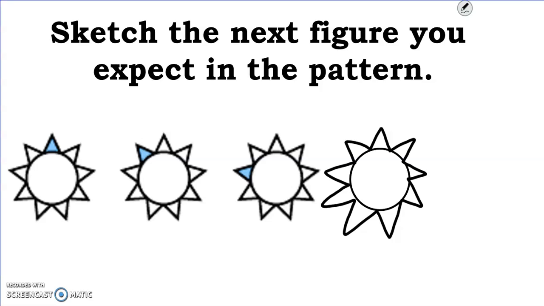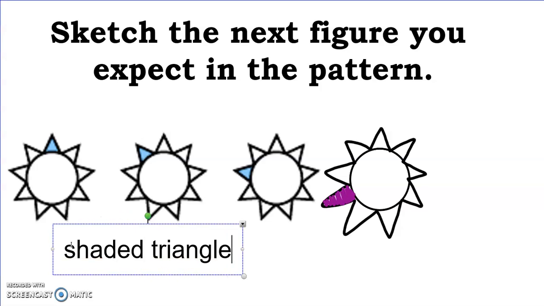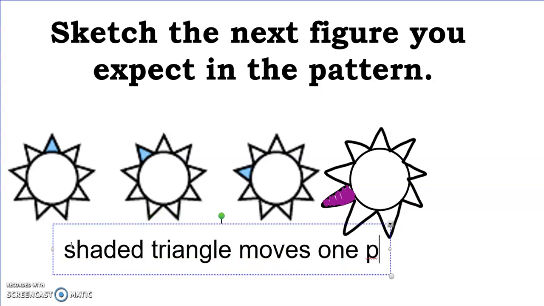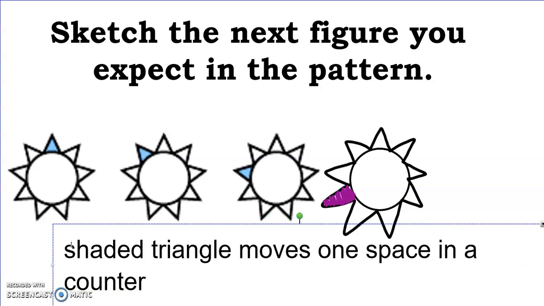Let's see, 1, 2, 3, 4, 5, 6, 7, 8, 9. Okay, so started up here, went 1 to the left, 1 to the left, so now we want to shade this petal. So the shaded triangle moves 1 space, and in math, when we talk about moving left and right, we can use the words clockwise or counterclockwise to describe the direction. So the shaded triangle moves 1 space in a counterclockwise direction.